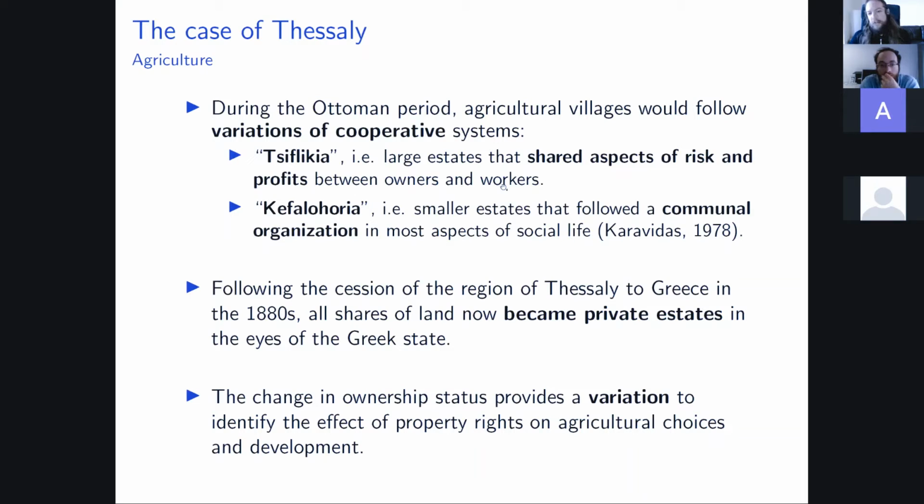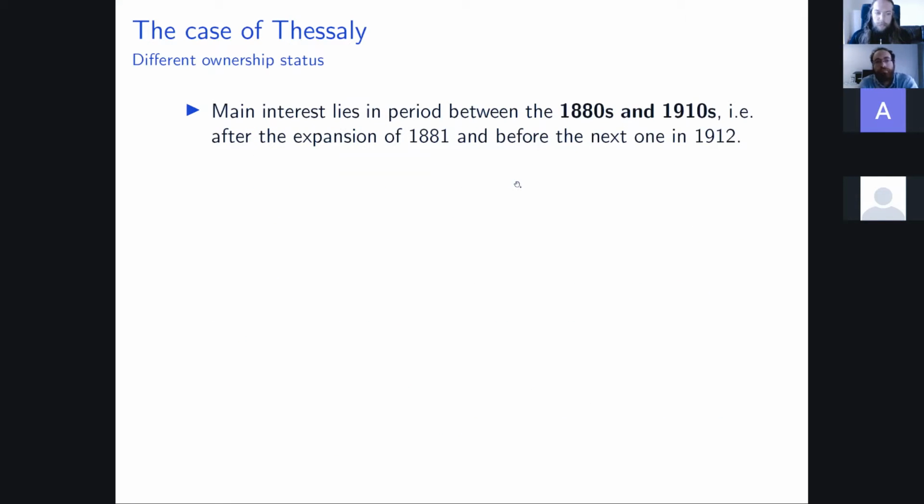So following the cession of the region of Thessaly to Greece, all of these shares of land would now become private estates in the eyes of the Greek state. And the change in this ownership status provides a variation to identify the effects of property rights on agricultural choices and development. The main interest lies between the period of the 1880s to 1910s, because it is exactly after the expansion and before the next one that took place in 1912.